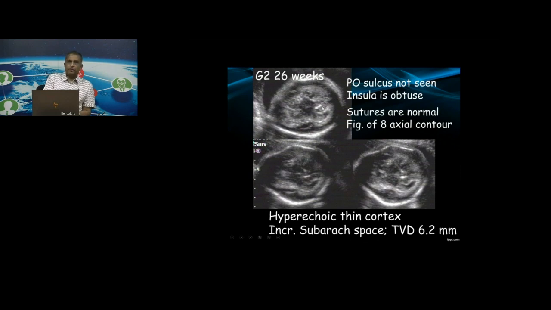Here is the parieto-occipital sulcus region. Again, nothing forthcoming out over here. And of course, you will see that if I look at the outline of the brain as such, it mimics a figure of 8, and I've drawn it for you there. That's the figure of 8 that you see. So a thin cortex, a hyperechoic cortex, figure of 8, and a profusion or increased subarachnoid space. Everything telling me that this is again another case of lissencephaly.